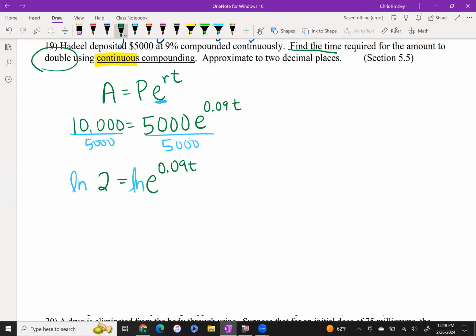So when I take the natural log of both sides, I get the natural log of 2 equals. And then over here, this is where I grab that exponent and move it out front. That's the property of logarithms, one of them.